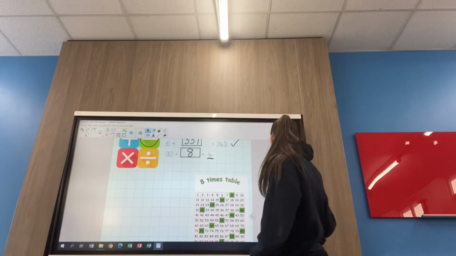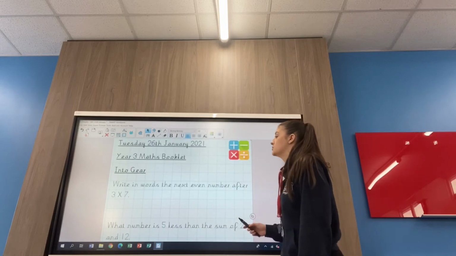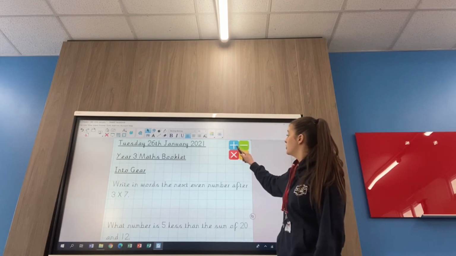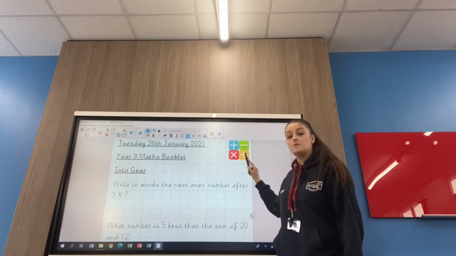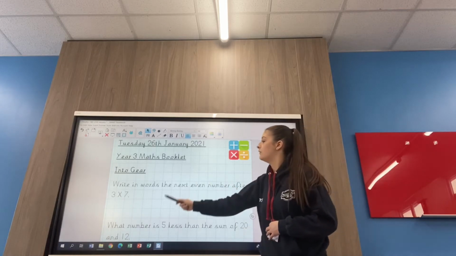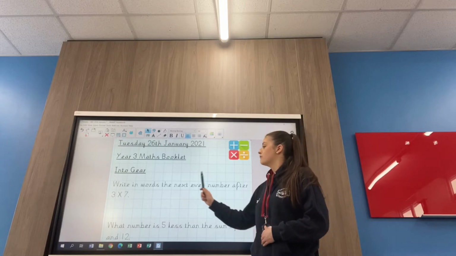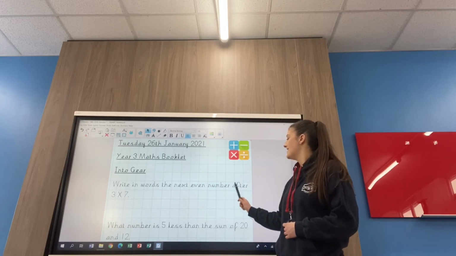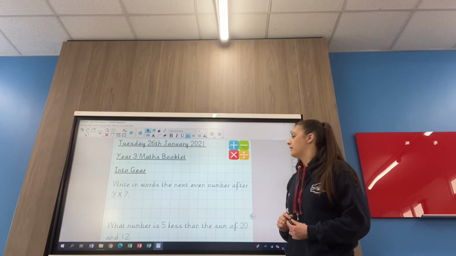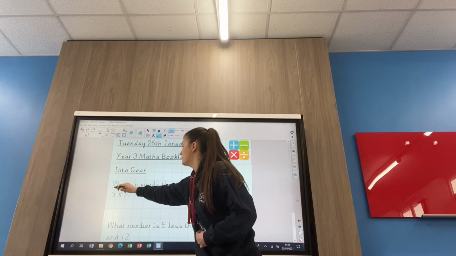So we've completed our startup challenge. We're going to be moving on to our integer challenge, where we're going to be using all of the things that we've just done, our additions, subtractions, multiplications and divisions, all of that mathematical knowledge to help us solve these trickier word problems. So let's have a look. Write in words the next even number after 3 times 7. So, first of all, I've noticed, I'm going to get my ruler and underline the important parts.